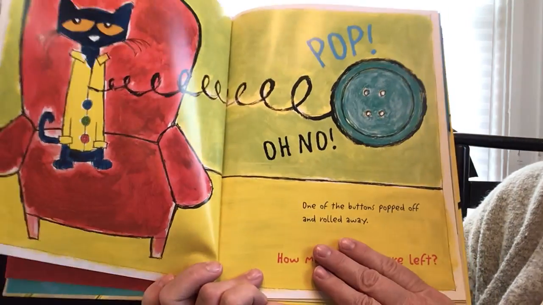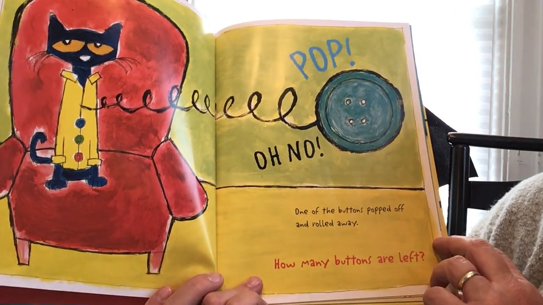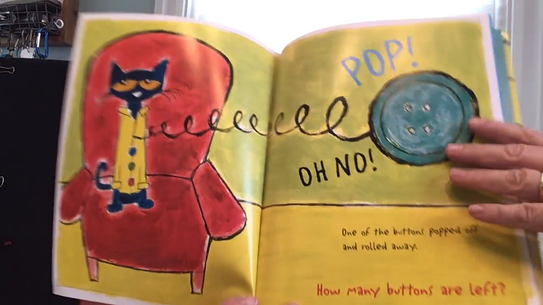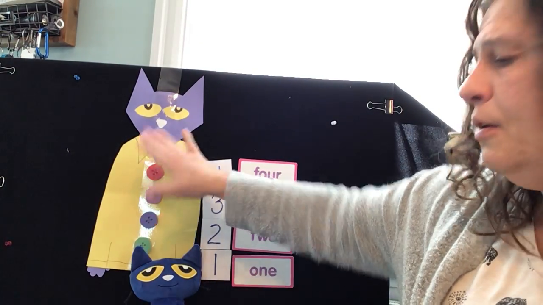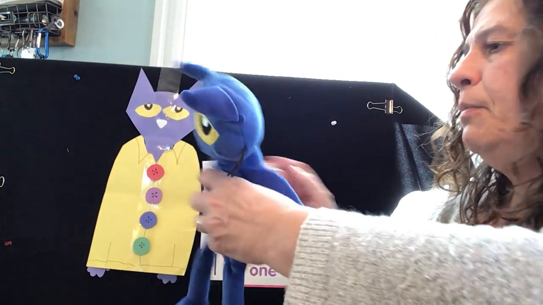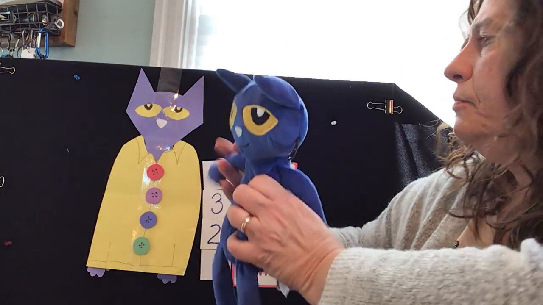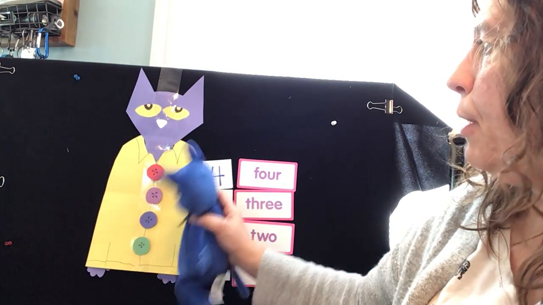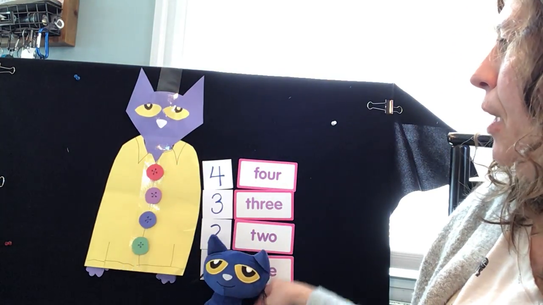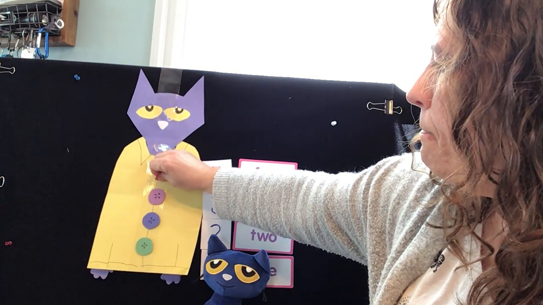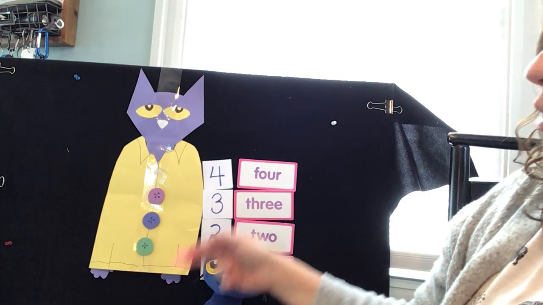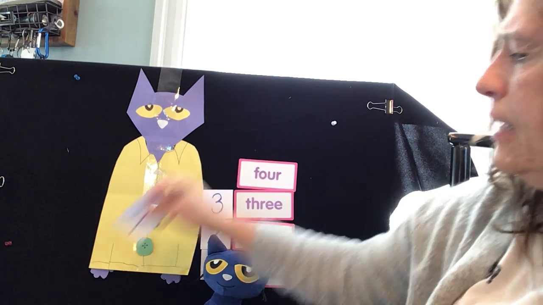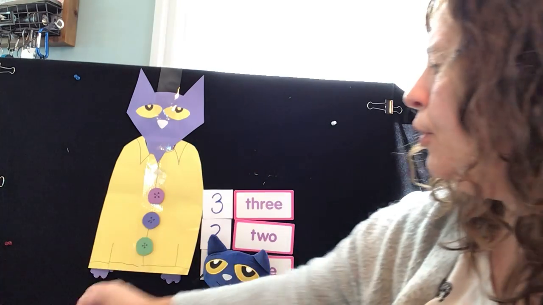Oh no! Pop! One of the buttons popped off and rolled away. Okay, time to go over here. All right, Pete's gonna help. The paper Pete has 4. 1, 2, 3, 4. But one pops off. Ready? Boing! Oh no, it rolled away. That button is gone.